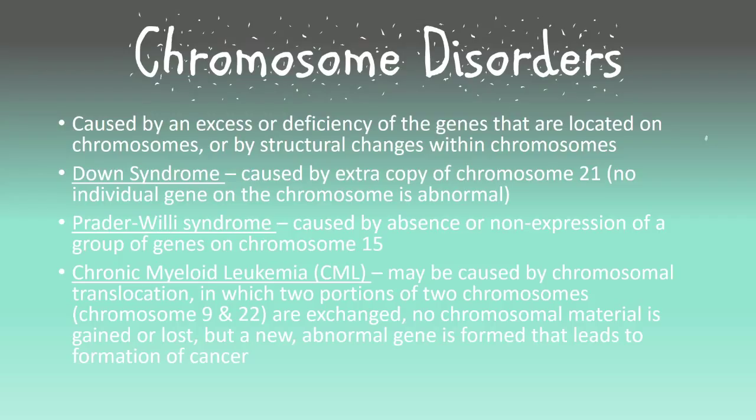Chromosomal disorders are caused by an excess or deficiency of the genes that are located on chromosomes, or by structural changes within the chromosomes. Down syndrome, for example, is caused by an extra copy of chromosome 21. There are no individual genes on the chromosome that are abnormal. There's just an extra copy causing the effects of Down syndrome.